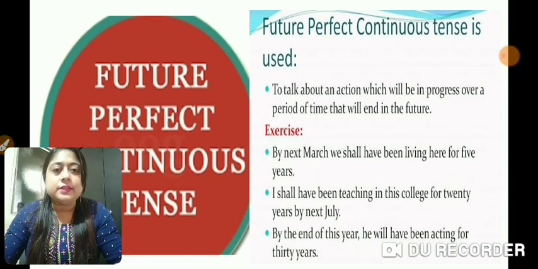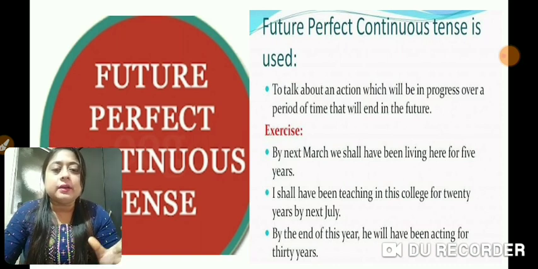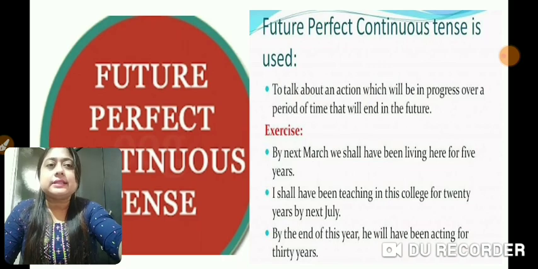By the end of this year, he will have been acting for 30 years. So what is the certain time by which the action will get over? That is by the end of this year. And what is the time duration? That is for 30 years. That's why we have used future perfect continuous tense over here.